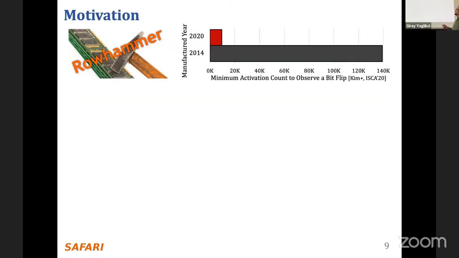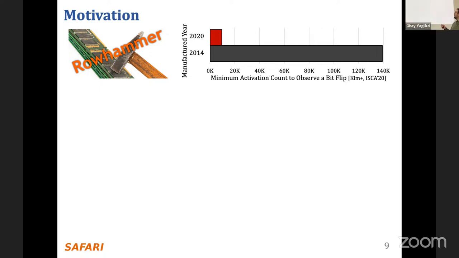Okay, so another motivation. So this is RowHammer. When we look at the minimum activation count to induce the first bit flip using RowHammer, we have several different data points in the literature. There is a paper in 2014 that reports that you need to activate rows around 137,000 times to induce bit flips. And there's another work in 2020 that shows that in a bit more than 4,000 activations, you can actually do the same.